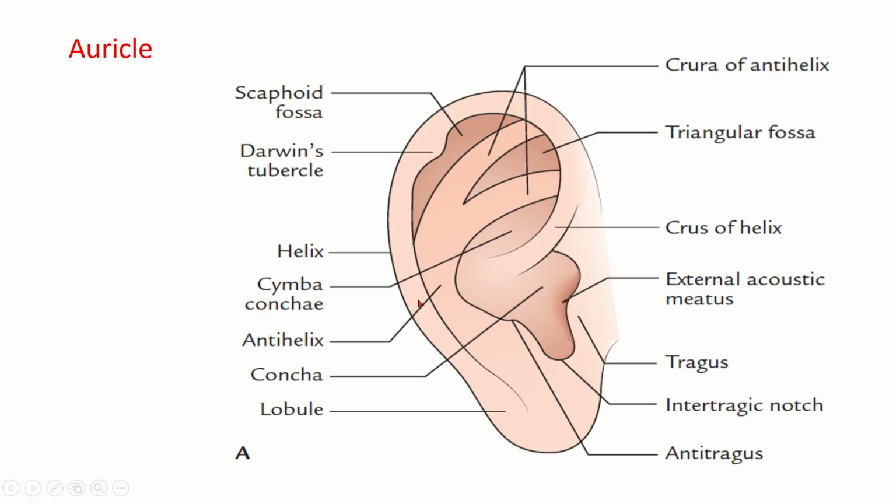So the main features are: this entire thing is the helix. This is the crux of the helix. This is the Darwin's tubercle. This is the antihelix. These are the two crura of the antihelix enclosing the triangular fossa. This is the scaphoid fossa between the helix and the antihelix. Here you can see the symboconcha above the crux of the helix. Here you can see the concha proper below the crux of the helix. Here you can see the tragus, antitragus, and intertragic notch.